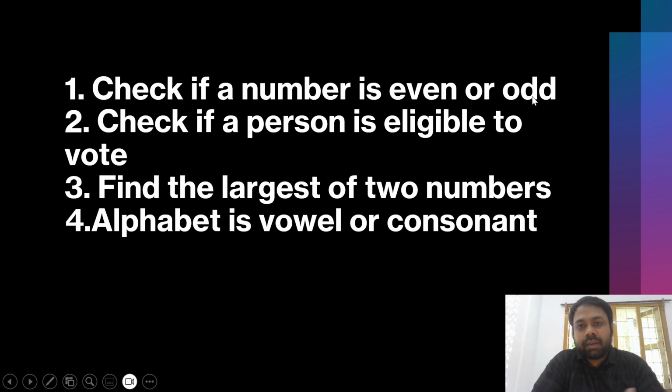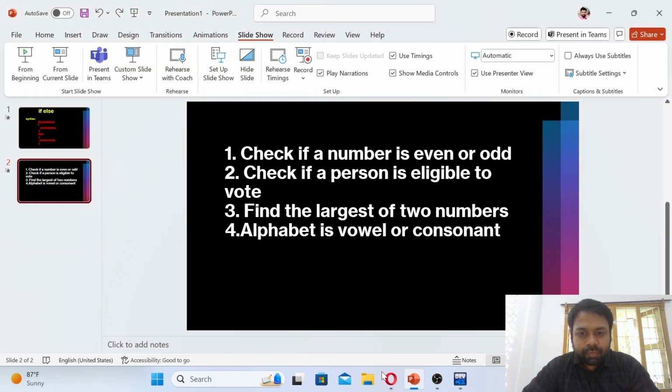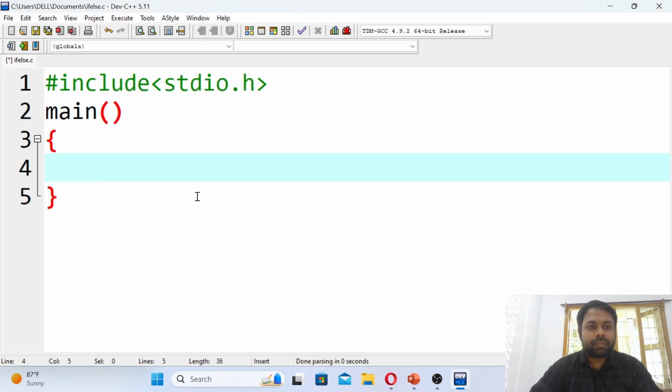What is an even number actually? 2, 4, 6, 8, 10, all these are even numbers. How can we say 2, 4, 6 are even numbers? These are divisible by 2. As per C programming, if a number is divisible by 2 and the remainder we get is 0, then that number is said to be even, otherwise odd, right? So very first I will be discussing this program. Let me start here.